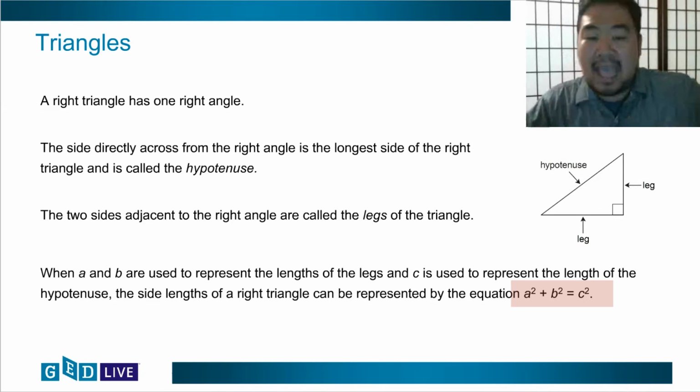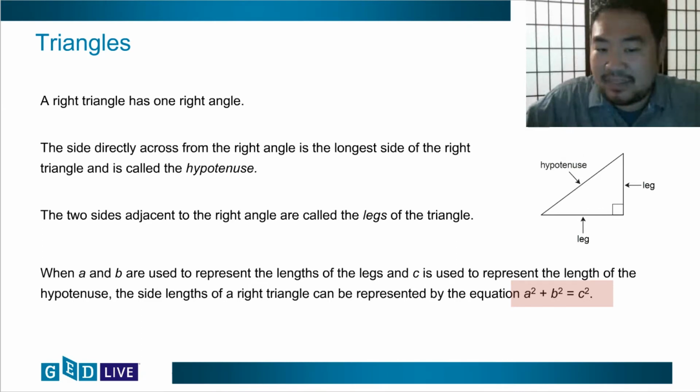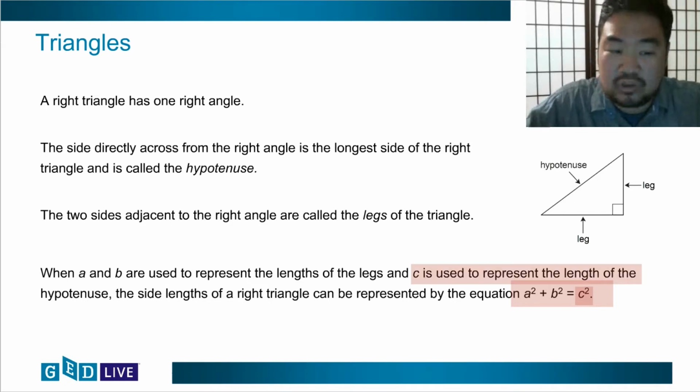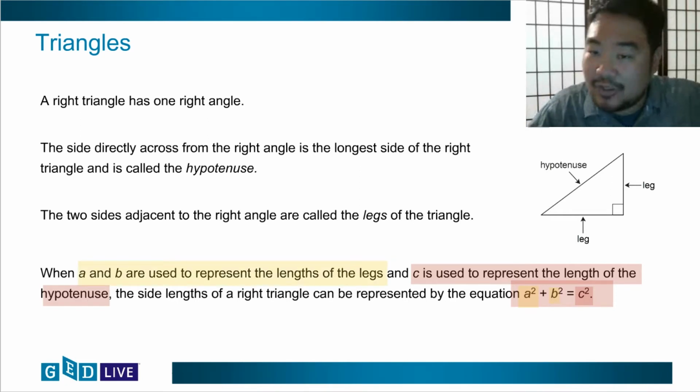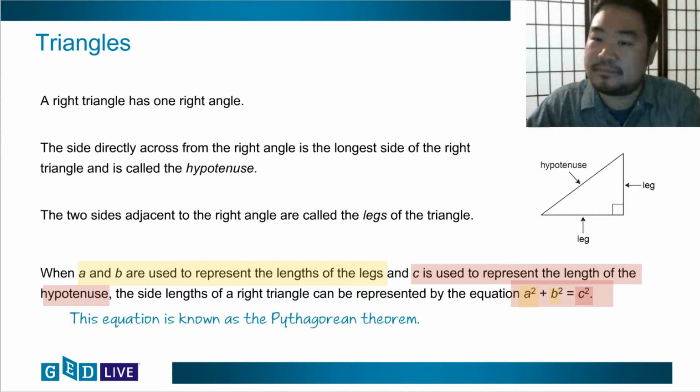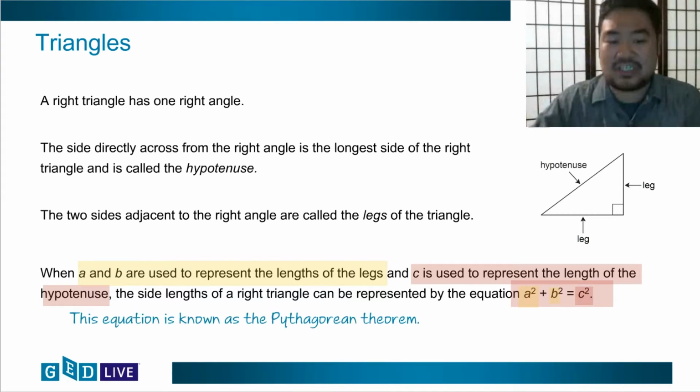Okay? And that formula, the Pythagorean theorem, is a squared plus b squared equals c squared. C is the length of the hypotenuse, the longest side, whereas the other two variables, a and b, are used to represent the legs of the right triangle, basically the other two sides of that triangle. Again, this equation is known as the Pythagorean theorem.